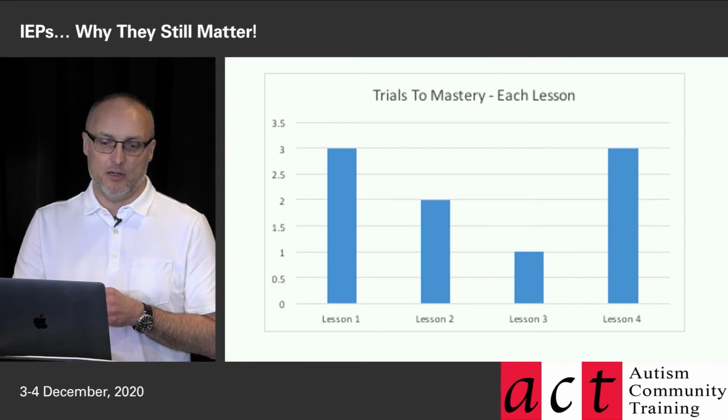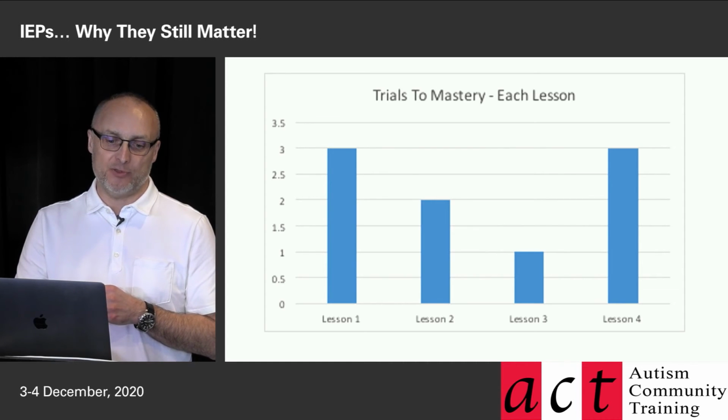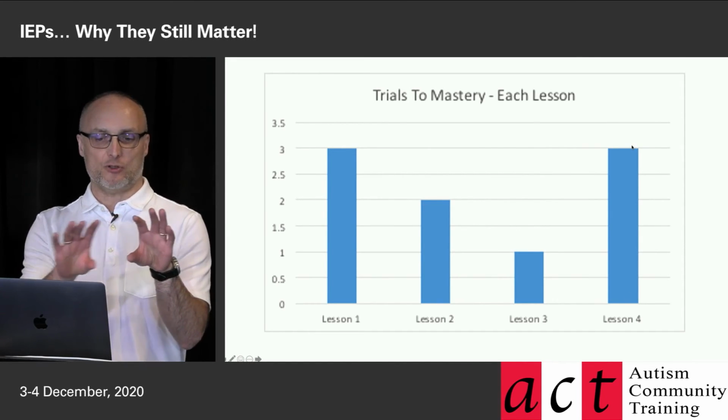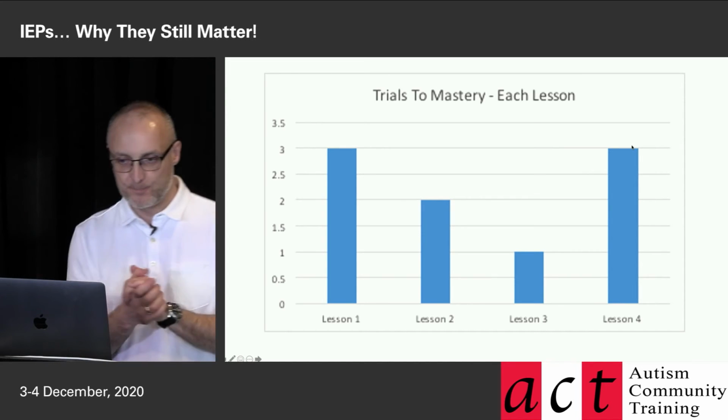And there's some data on the trials to mastery for each lesson. So you can see it took him 3 trials to get the lesson, and then 2 trials, and then 1 trial, and then lesson 4, it was harder again. And we can have this picture across all of the lessons, okay?